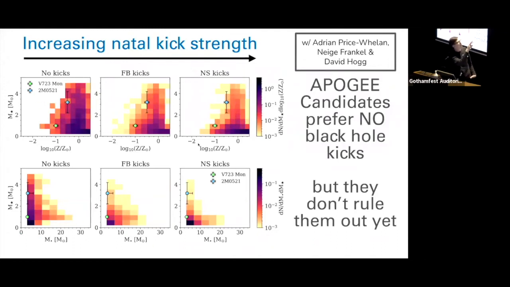What matters for you is that each model has increasing natal kick strength when you form black holes. What that ends up doing basically is decreasing the number of black hole plus bright star companions as you increase in kick strength. That's because the kicks unbind the binary. And so what we're finding so far is that our APOGEE candidates tend to prefer 0 black hole kicks. We don't have enough to really say anything about kicks yet. There's 2, but SDSS-V is coming online soon, and hopefully we will be able to say something better than just preference about black hole kicks. And that's it.